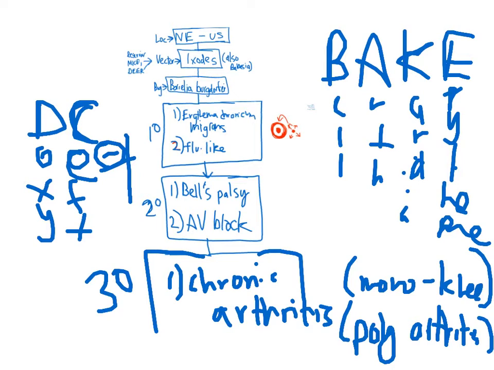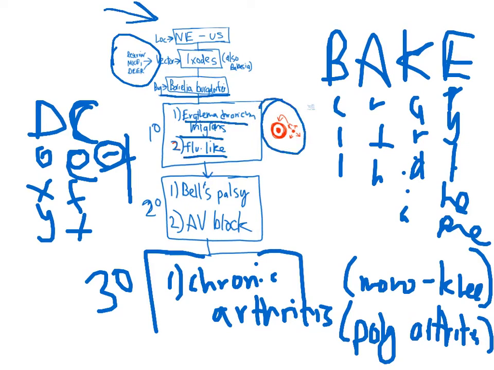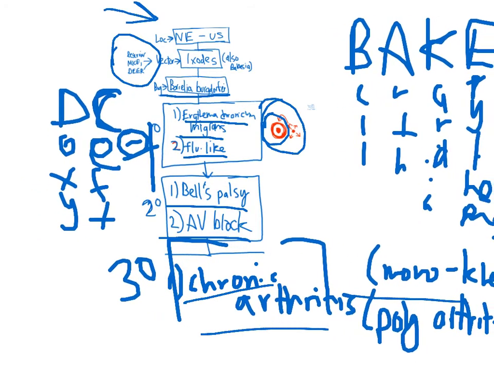So it looks like I'm having trouble with zooming in and stuff, but I'll just do a quick review. So location, Northeast U.S. is where you find it. The vector is Ixodes, okay, and the reservoir is mice and deer. That's important to know. The bug is Borrelia burgdorferi. The first stage is the erythema chronicum migrans and flu-like symptoms, and that's what that looks like. It's a target-shaped rash. The second, you have Bell's palsy and AV block, and then the third stage, you have chronic arthritis, which can either be monoarthritis involving the knee or migratory polyarthritis.